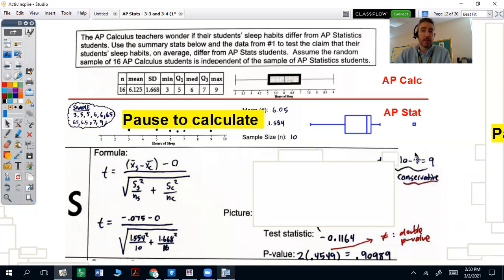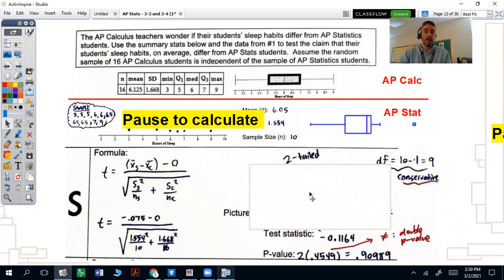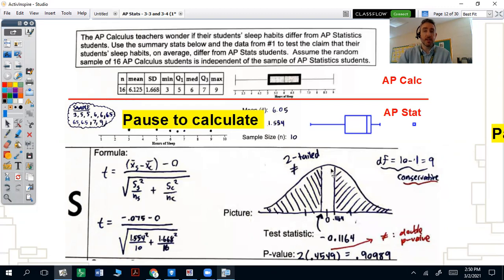Remember, your degree of freedom is a conservative estimate. And let's take a look at this being a two-tailed test, what the picture would look like. You're really calculating the percent under negative 0.1164 and above positive 0.1164. That's a lot of that graph. So you can understand why the p-value is so high, okay? But now that you've gotten all that down, pause to write it, and I'll show you the calculations behind it all.